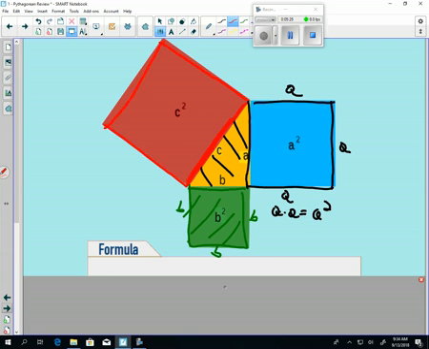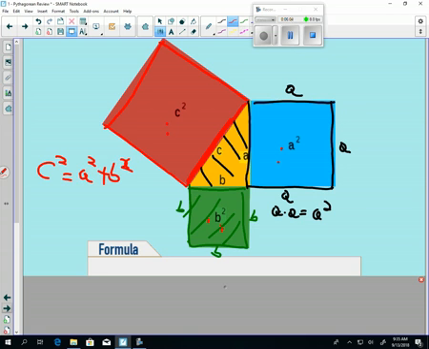I have c squared. Now you can almost see that if you add this square and this square together, they'd be the same amount of space as that one. So visually we can appreciate that c squared is equal to a squared plus b squared. So we can write that: c squared is equal to a squared plus b squared. That's Pythagoras' theorem. The square of the longest side is equal to the sum of the squares of the other two sides. Not the sides, but the squares of the sides.